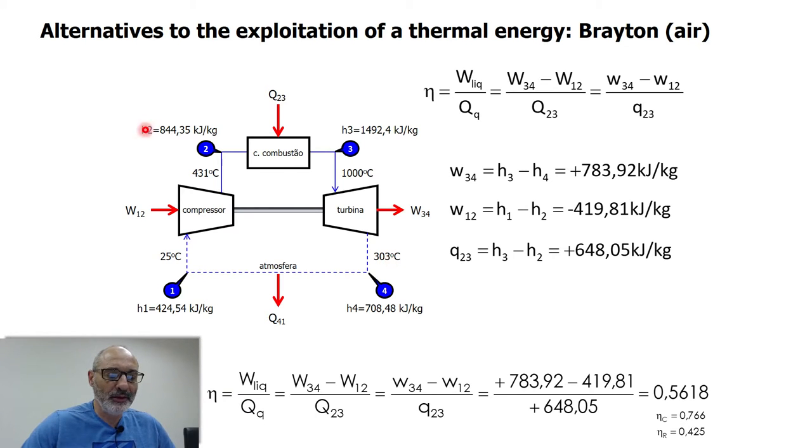So let's complete the calculations for the Brayton cycle. It's the same story. We put control volumes in the compressor, combustion, and turbine. We calculate the works, the turbine work, the compressor work, and the absorbed heat, and we replace in the formula, and we get 56.18%. And this efficiency we must compare with the Rankine that we have just obtained, 42.5. It's better, but it's still significantly below the Carnot efficiency, 76.6.